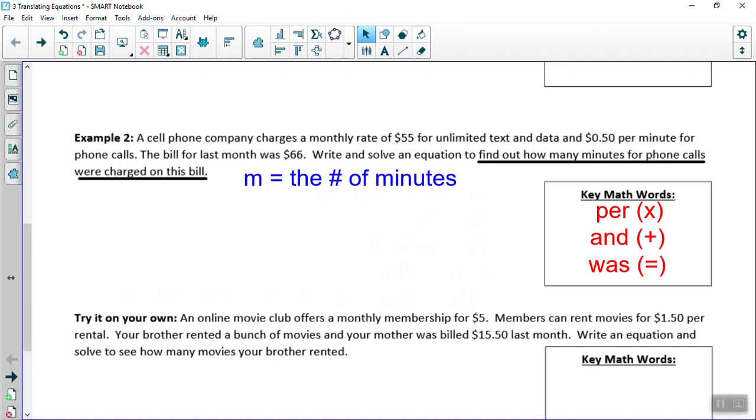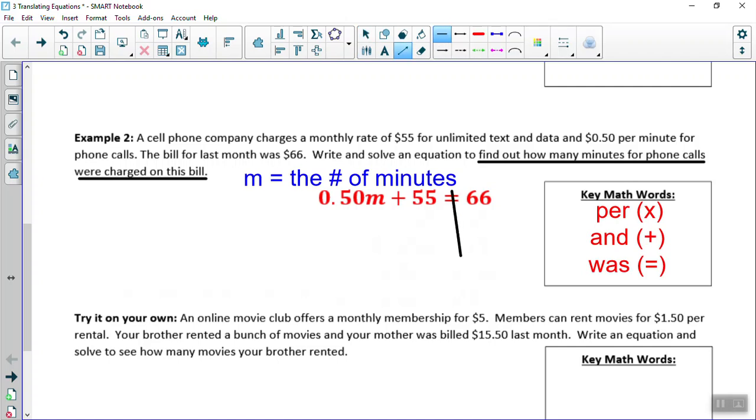Okay, the bill for last month was $66. So that's where our equal sign is going to go. All right, let's see what our equation looks like. So we've got our 50 cents per minute plus 55 equals 66. All right, let's go ahead and solve our equation.